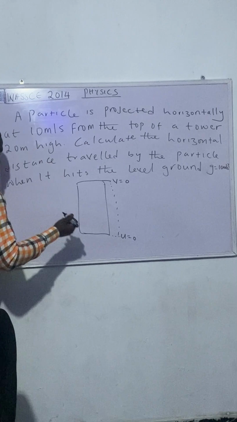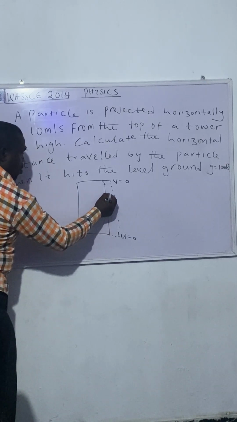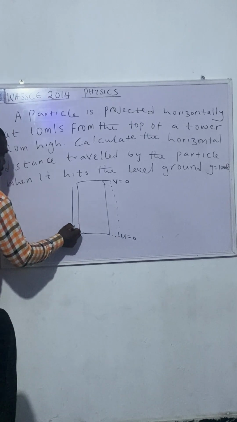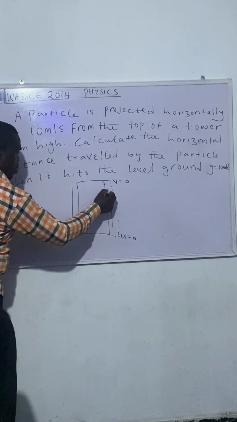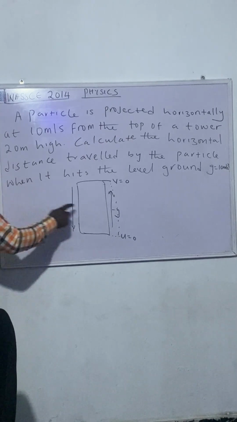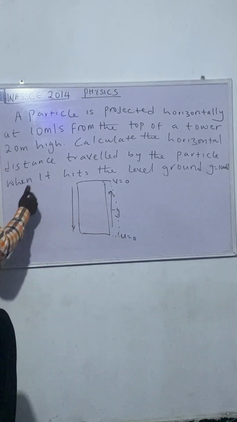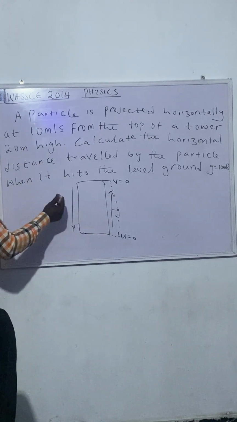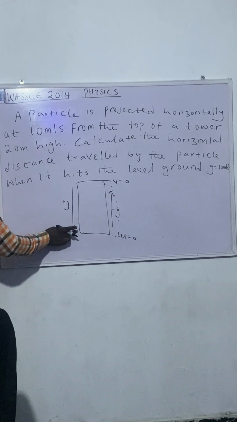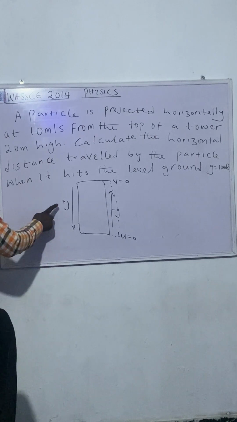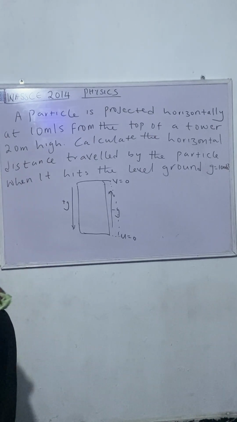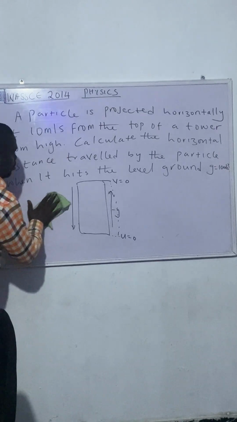Not only that, as the object is going up, your acceleration due to gravity is minus because it's opposing gravity. And when it's coming down, it's supporting gravity, so it becomes plus. Take note of that, please. This is so important. Okay, so I'm sure that's clear enough.